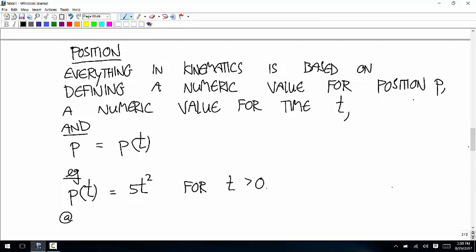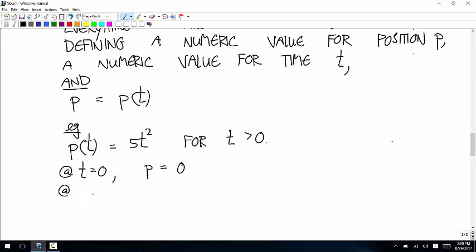But if we know that the position is equal to 5t squared, when time is equal to 0, what's the position? Yep. So 0 squared times 5 is equal to 0. When time is equal to 1, what's the position? Yeah, so 1 squared times 5 is 5. And then these would all have units associated with them. So let's say this is in seconds and meters. So at 1 second, the position is 5 meters, and so on.